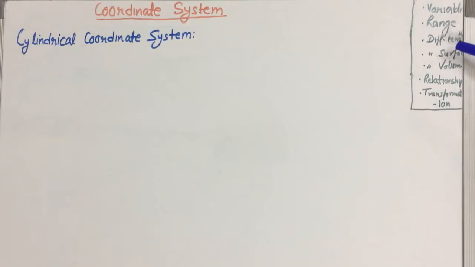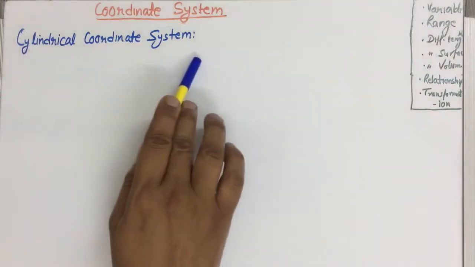And these differentials are very important because when we are calculating a line integral, differential length is helpful. If we have to find a surface integral, differential surface is used, and if we have to find a volume integral, differential volume is used. And these integrals are used in different definitions throughout the course. So this was for yesterday, and today we will discuss the same thing in case of the cylindrical coordinate system.